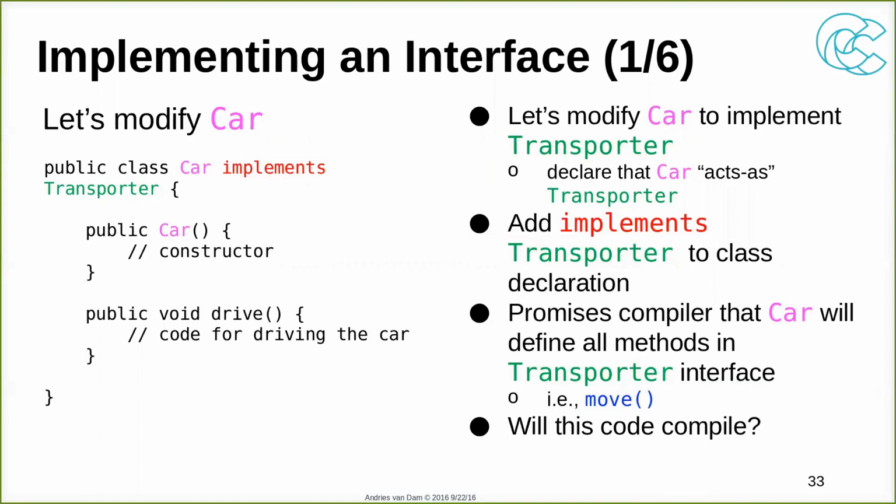Yeah, that is right. So as and when you implement an interface, the contract that you are agreeing to is that all the methods that are declared within the interface have to be implemented within this class. So here, move is part of the Transporter interface, but you are not implementing it. So in that sense, you are violating the contract. And since you are violating the contract, it will result in a compilation error.